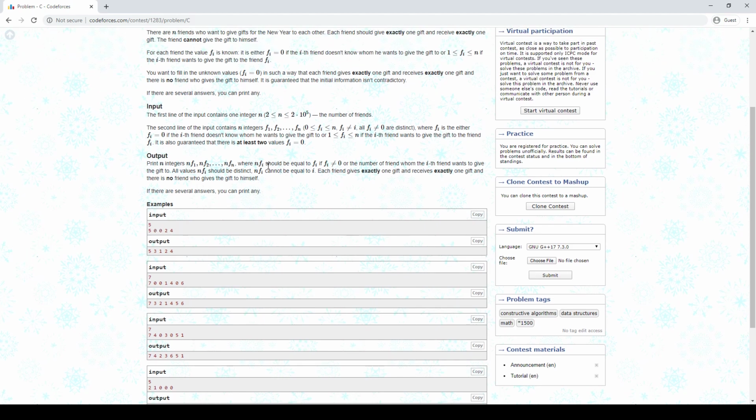And in this case, 3 shouldn't give a gift to himself, so he has to give a gift to 1, and then 2 can give the gift to 3. So what is the general way to satisfy this? Satisfying this is trivial. What about this?